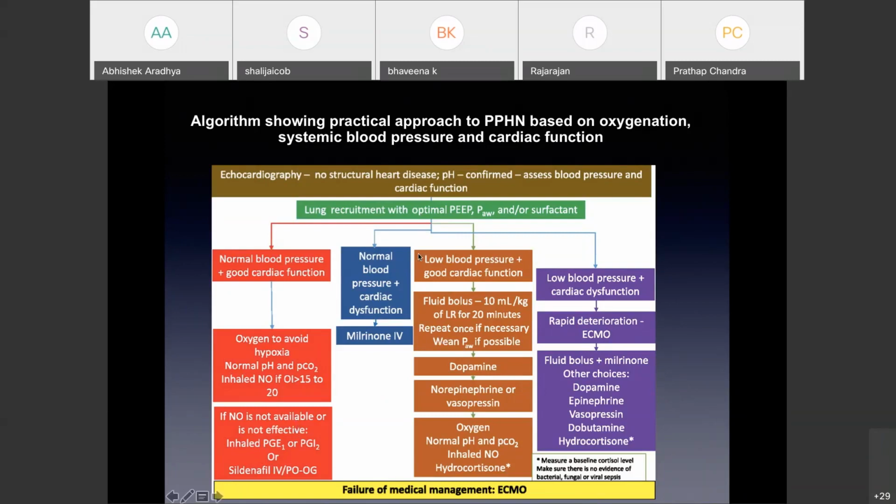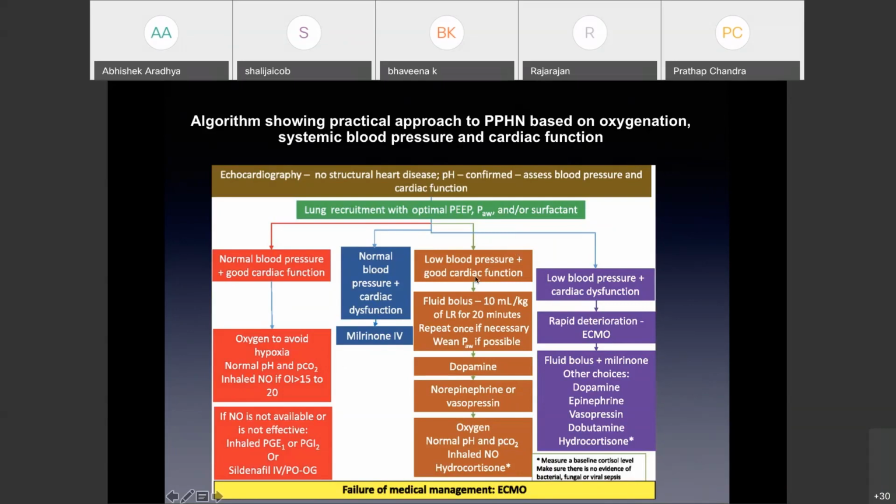Then on the other hand, if your blood pressure is normal, but cardiac dysfunction is present, which we especially see in cases of severe birth asphyxia or where sepsis is present, then milrinone is one of the best choices of pulmonary vasodilator, as well as it helps in increasing the venous return.